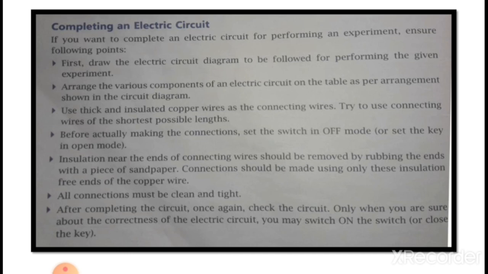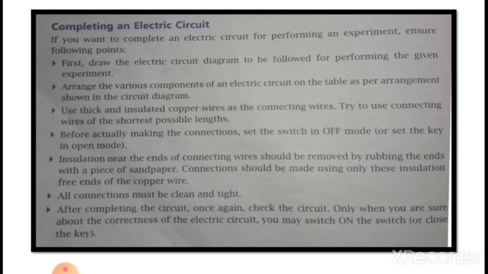And insulation near the ends of the connecting wires should be removed by rubbing the ends with a piece of sandpaper. Connections should be made using only these insulation-free ends of the copper wire. We are taking insulated copper wires, but at the ends of the connections it must be insulation free. Otherwise the current cannot flow through the insulation. And all connections must be clean and tight. There should be no loose connections in the circuit. So all the connections must be clean, neat and tight.